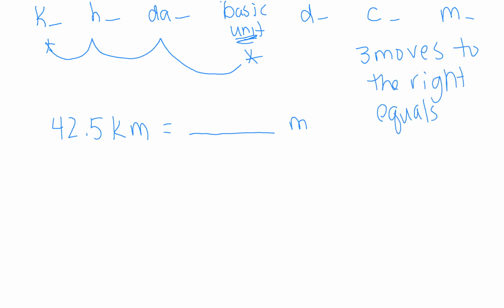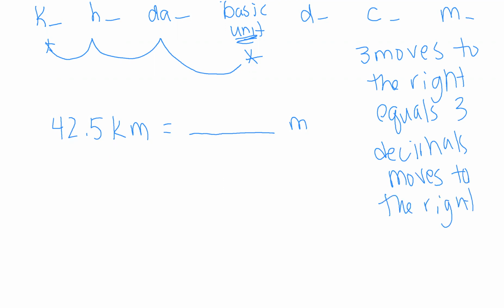equals 3 decimal moves to the right. So I had 42.5 to begin with. I moved my decimal once, twice, 3 times. Any moves that go past the number, you fill in with a 0. So 42.5 kilometers is equal to 42,500 meters. All right. So again, to go from kilo to a basic unit, you would have to move 3 spaces to the right. That equals 3 decimal moves to the right, or basically multiplication of 1,000.